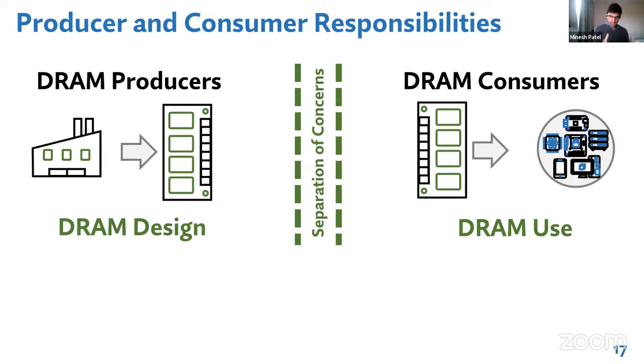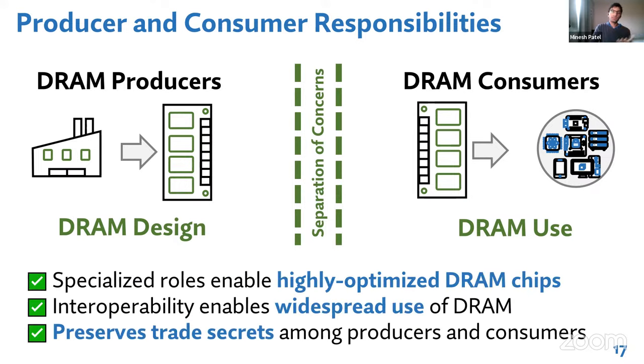The key to this relationship is a separation of concerns between the producers and the consumers. This separation provides three key advantages for both groups. First, it specializes the roles of each of these groups so that the producers can focus on designing the best possible DRAM chips and consumers can figure out how to best use it for various target applications. Second, the separation of concerns enables interoperability between different DRAM chips made by different producers of different types. And third, this relationship preserves the trade secrets that each group would prefer not to reveal to each other and to their own competitors.